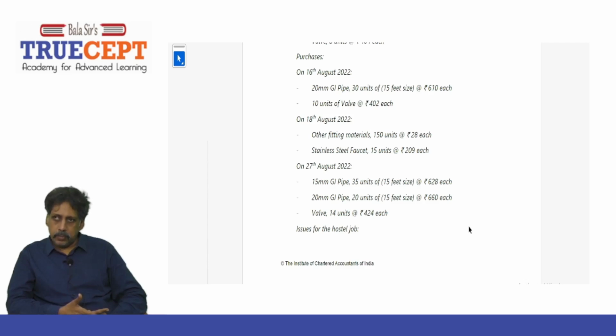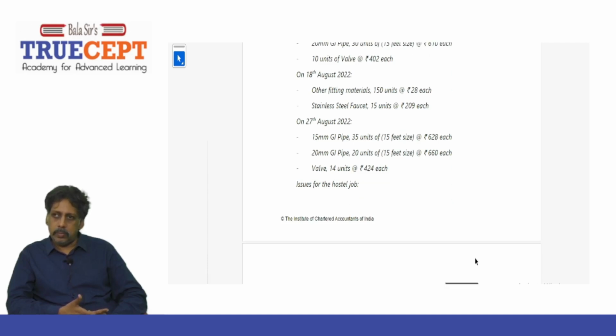Then on 18th August 2022, other fitting materials, 150 units at rupees 28 each. Next. Then stainless steel faucet, 15 units at 209 each. Then on 27th August, 15 mm pipe, 35 units at 628 each. Then 20 mm pipe, 20 units at 660 each. And valve, 14 units at 424 each.